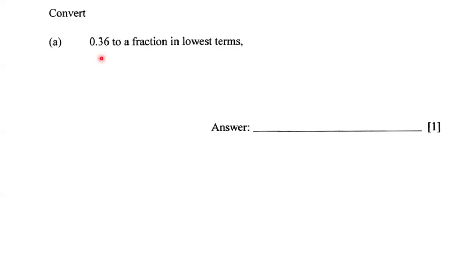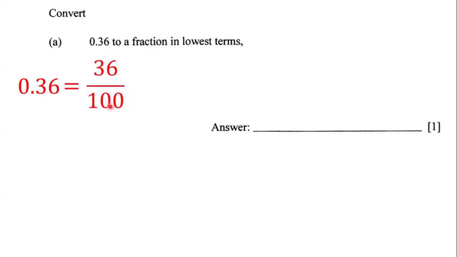Here, our goal is to convert 0.36 to a fraction in lowest terms. How are we going to do this? Our goal is to take this decimal 0.36 and express it as a fraction in lowest terms. Notice that there are two numbers behind the decimal point, 3 and 6, which means that we're going to be taking 36 and dividing it by 100.